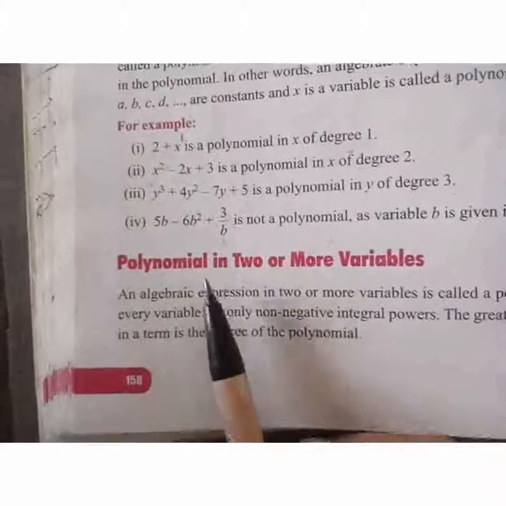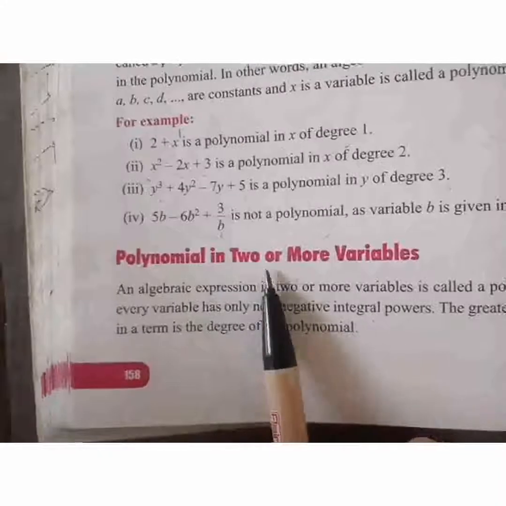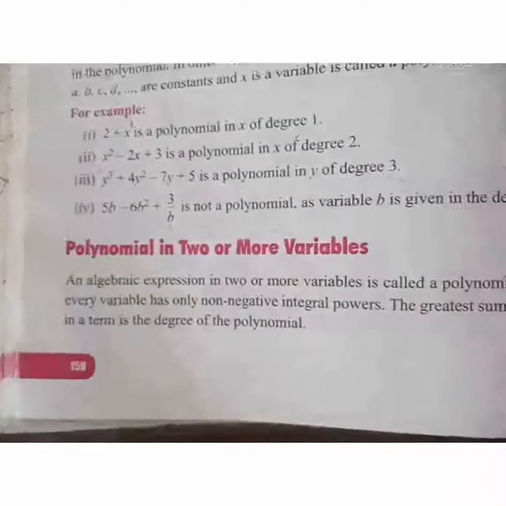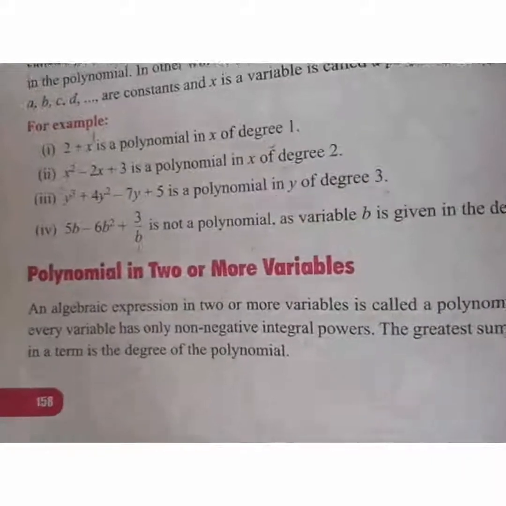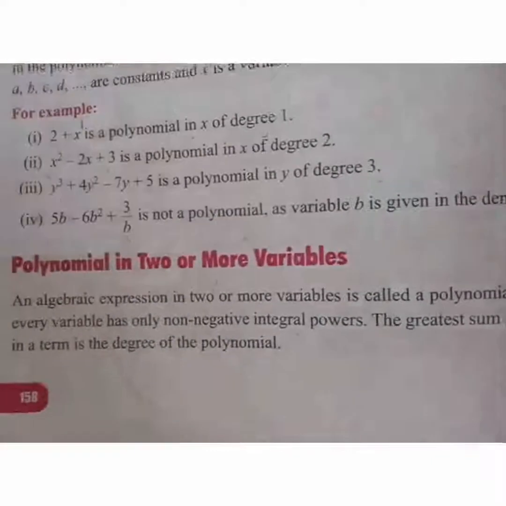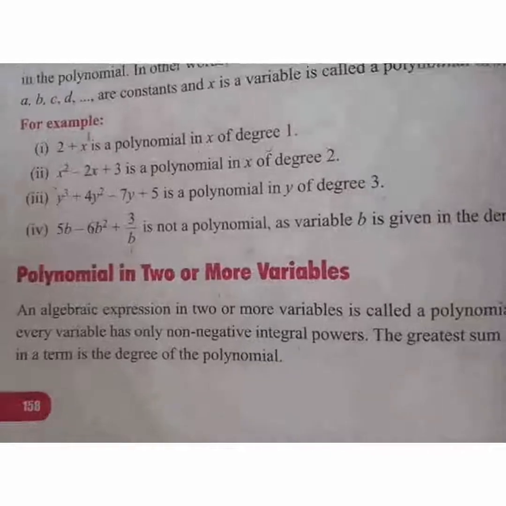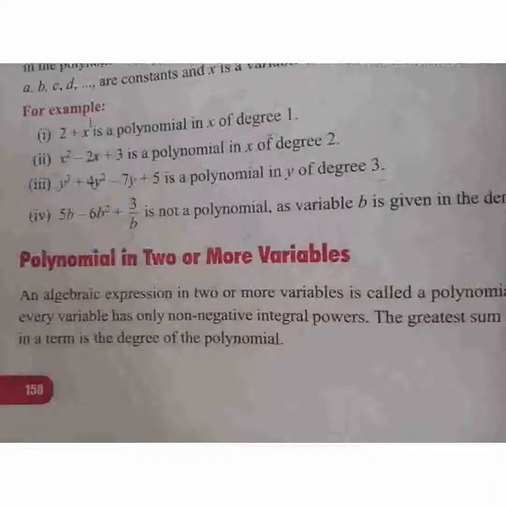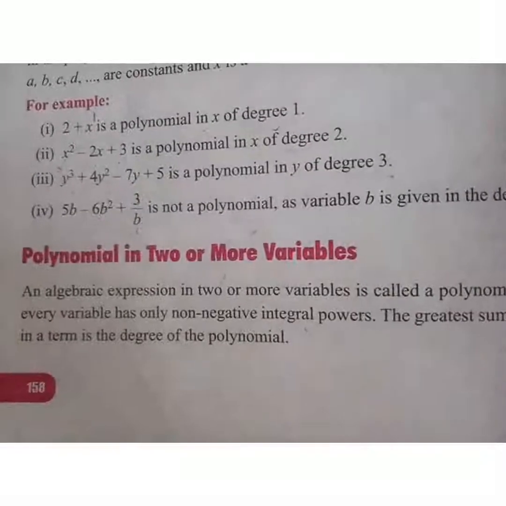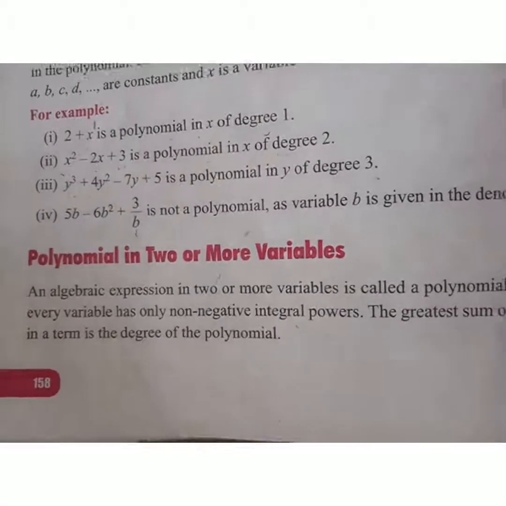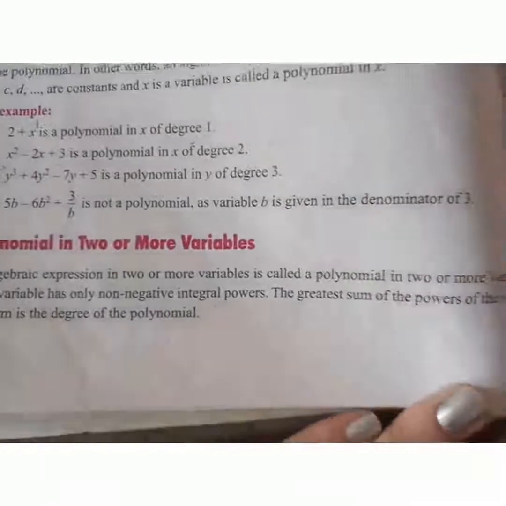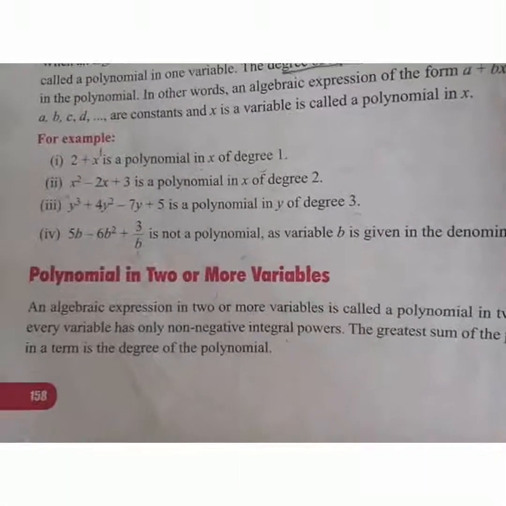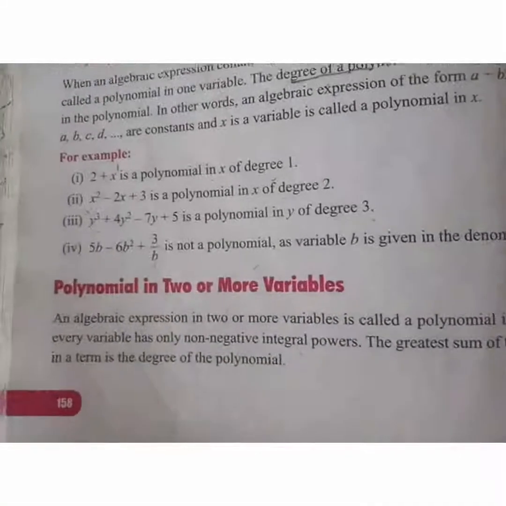Now move to the next topic, that is polynomials in two or more variables. Two or more variables means that in an algebraic expression more than one variable is used, like a combination of x and y, or maybe a and b. Those are examples of polynomials in two variables. To find the degree of that polynomial, we find the greatest sum of the powers of the variables. Let's take the example to understand.